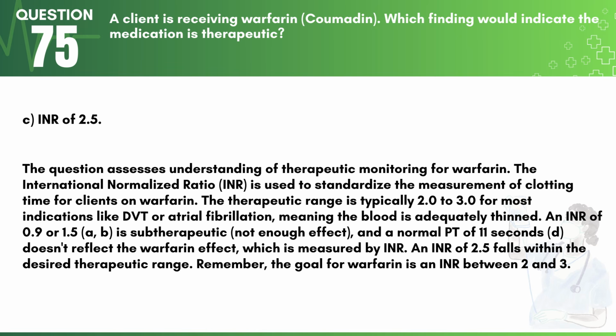blood is adequately thinned. An INR of 0.9 or 1.5, A, B, is subtherapeutic, not enough effect, and a normal PT of 11 seconds, D, doesn't reflect the warfarin effect, which is measured by INR. An INR of 2.5 falls within the desired therapeutic range. Remember, the goal for warfarin is an INR between 2 and 3.